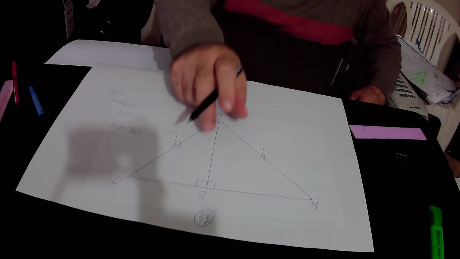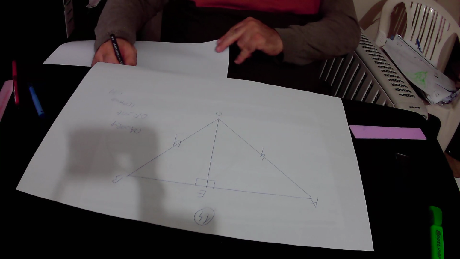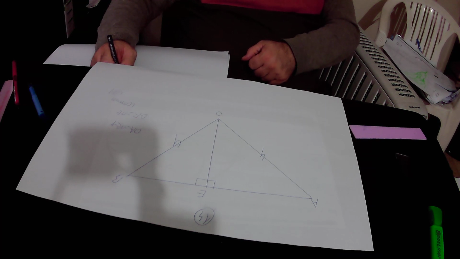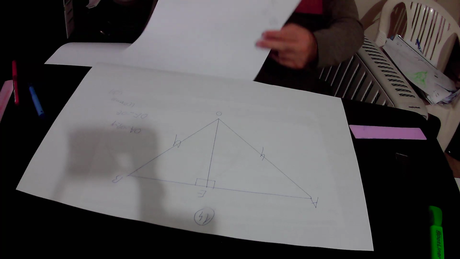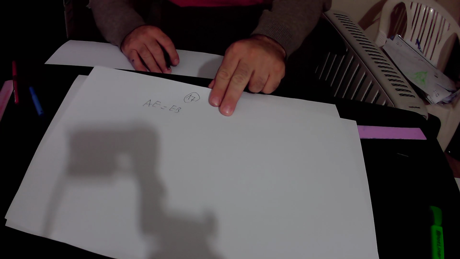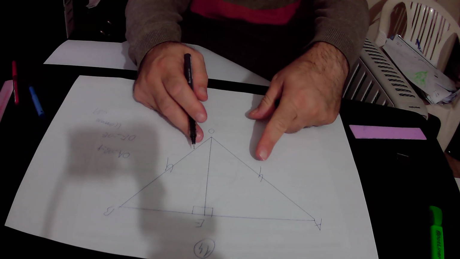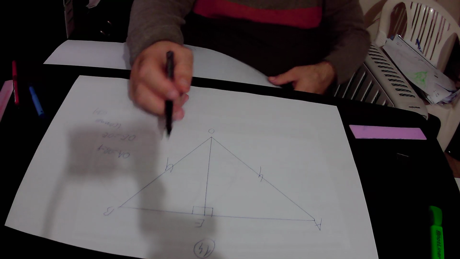And from the fact that those two triangles are congruent to each other, we conclude that AE equals EB, according to the rule that corresponding sides in congruent triangles are equal to each other. Those two triangles are congruent, therefore the corresponding sides, that is to say AE and EB, will be equal to each other.